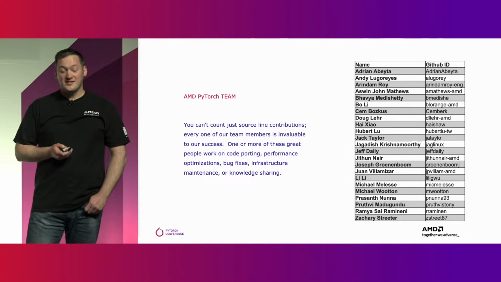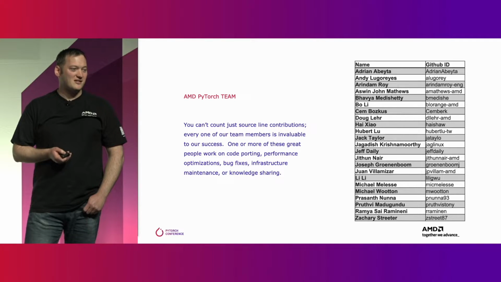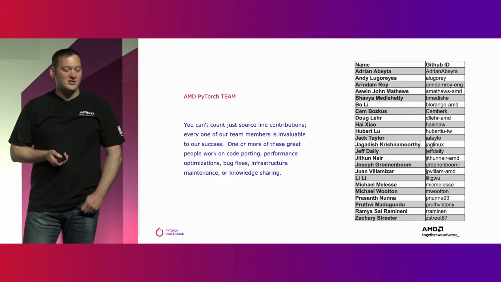So I have the pleasure of working with a fantastic team, and I really need to highlight them here. Every one of them contributes to making PyTorch either more performant or robust. You'll find many of their usernames on pull requests and issues, but really you can't count source line contributions alone. That's because a lot of them work behind the scenes too, working on features, performance tuning, CI maintenance. The bottom line is this team represents a significant investment from AMD to the success of PyTorch on AMD GPUs.